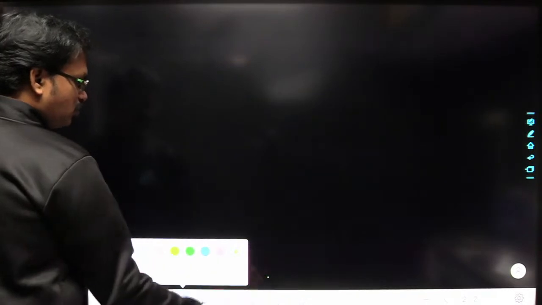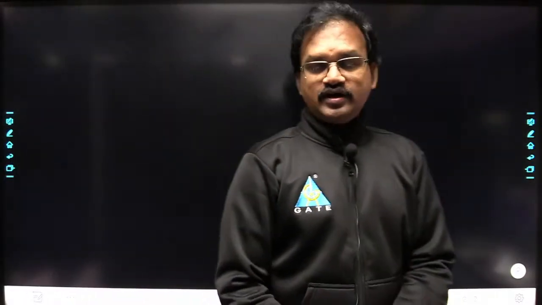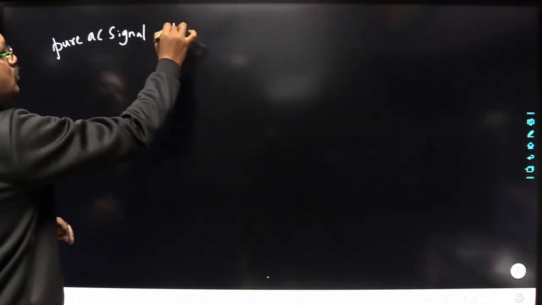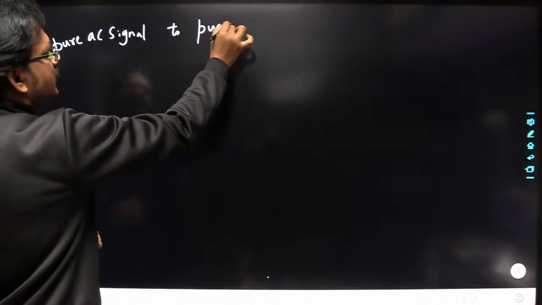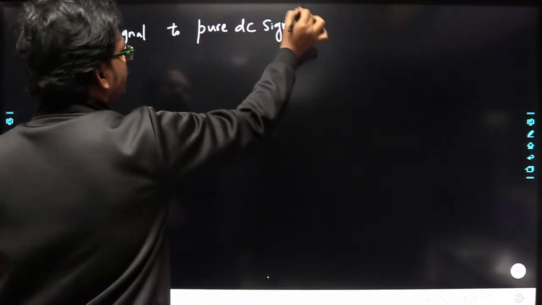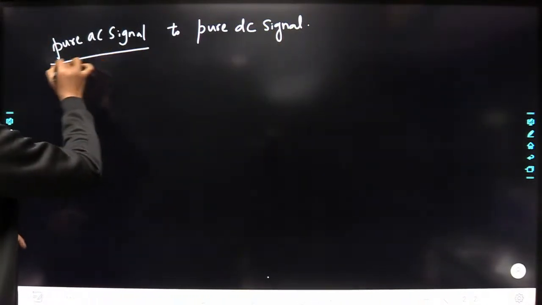So next we are going to study about rectifiers. First of all, my aim is to convert a pure AC signal into a pure DC signal. I want to convert pure AC signal into pure DC signal. So what do you mean by pure AC signal here?